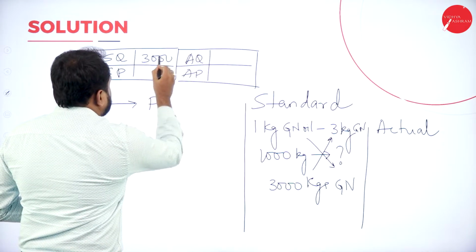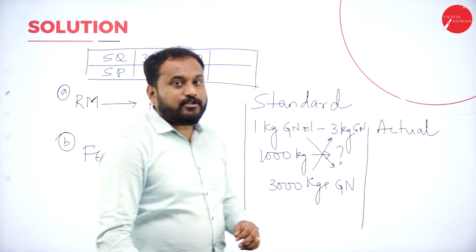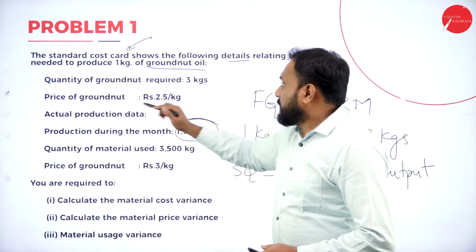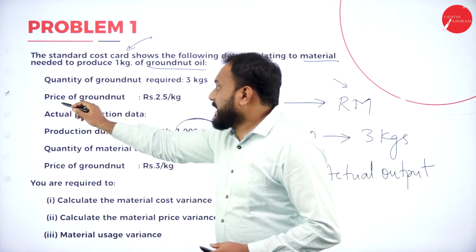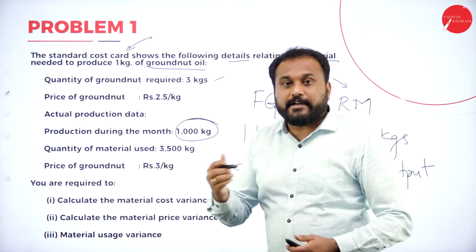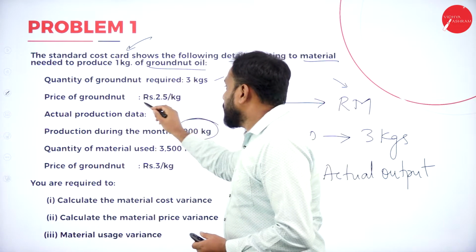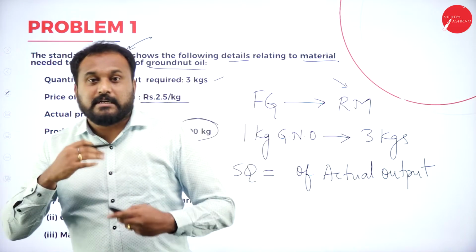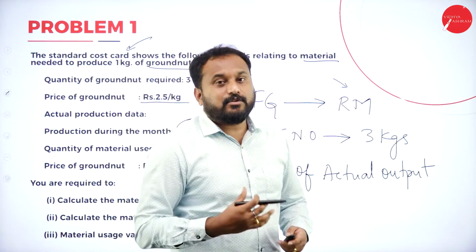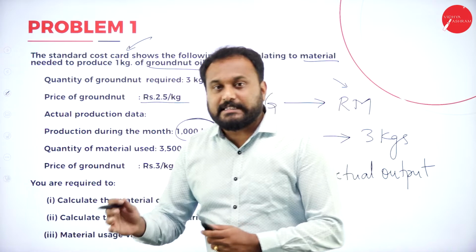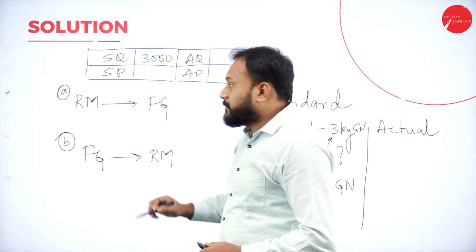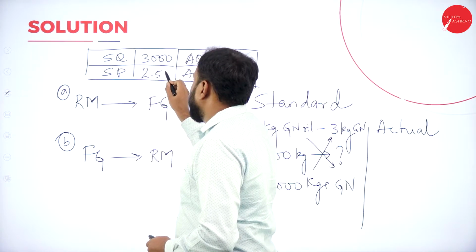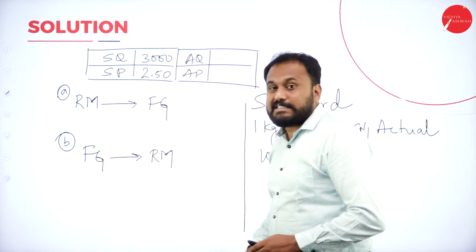3000. Done. Now we are supposed to understand the question again. The question is, this is done. Price of groundnut, that is the raw material price of groundnut, is how much? Rupees 2.5 per kg. I told you about standard price or actual price. Whenever you go with price per kg, what exactly it is, you are supposed to write. You will be writing here how much? 2.50. That is what your standard price is.